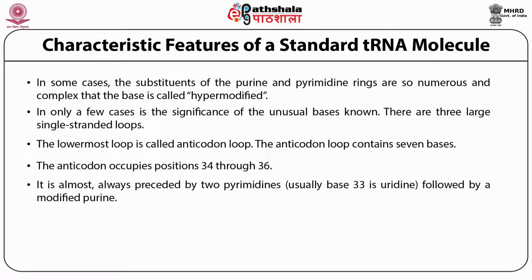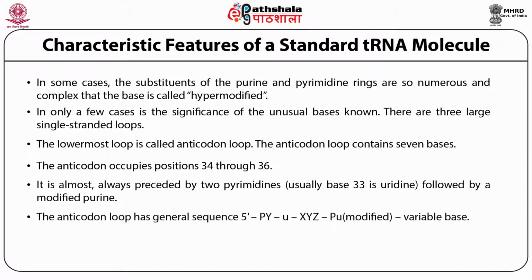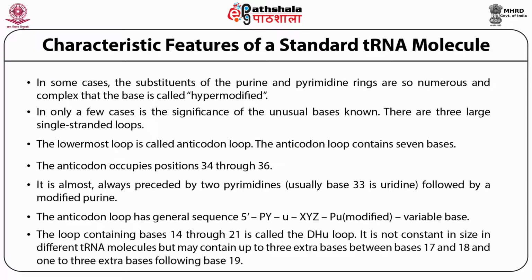Usually base 33 is uridine, followed by a modified purine. The anticodon loop has general sequence 5' PY U XYZ, a purine, modified, a variable base. The loop containing bases 14 through 21 is called the DHU loop. It is not constrained in size in different tRNA molecules but may contain up to 3 extra bases between bases 17 and 18 and 1 to 3 extra bases following base 19.